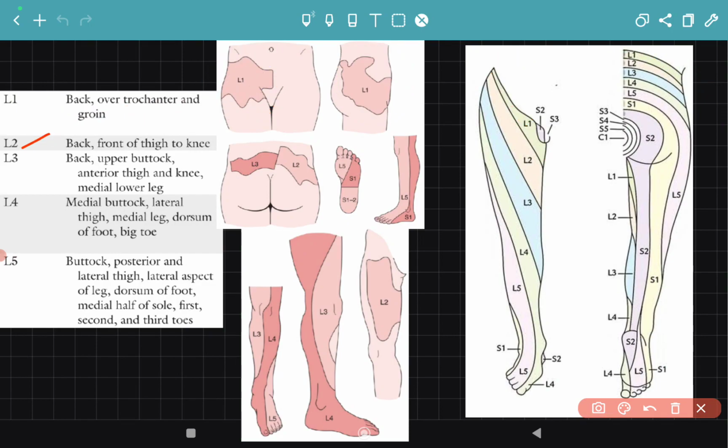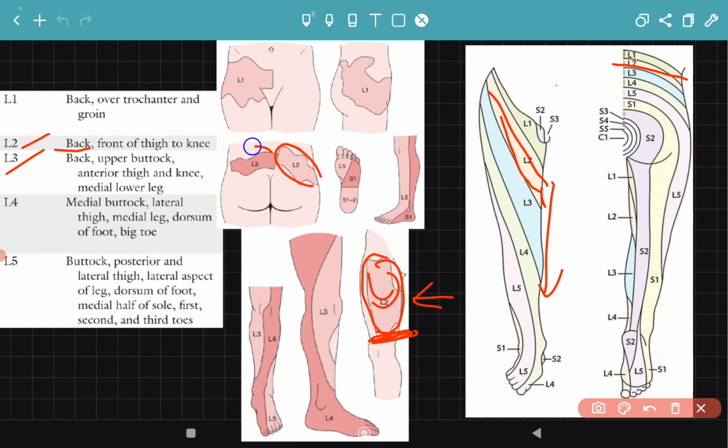Then coming to the L2 dermatome, again we can see the back portion over here, then the front of the thigh to the knee. See in this diagram we can appreciate the front of the thigh till the knee. So this is the L2 dermatome: back, then front of the thigh to knee. So it is descending slowly down this way.